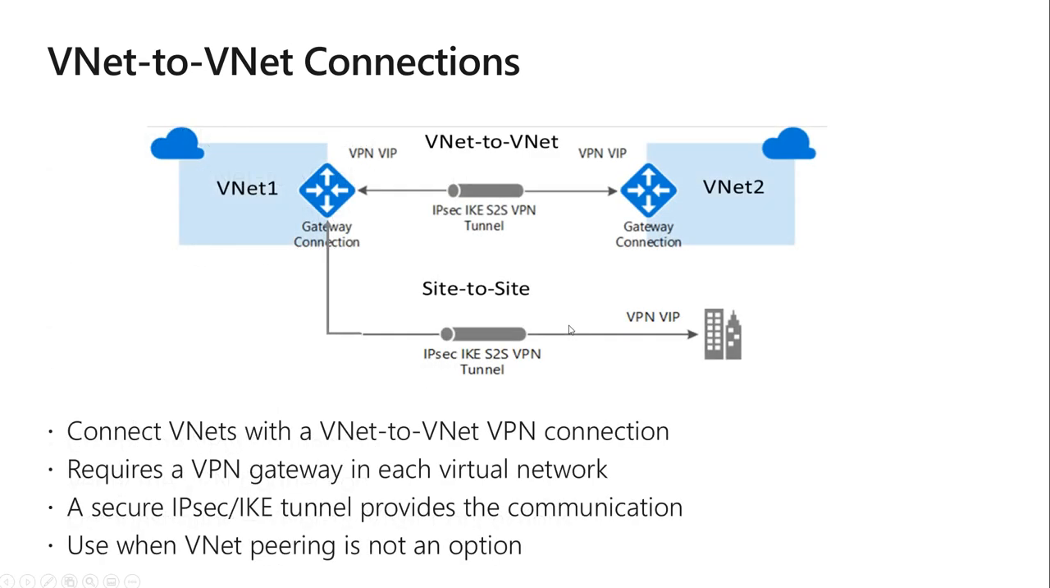Right, so you can connect your VNets with the VNet to VNet VPN connection. Using this connection method, you create a VPN gateway in each virtual network. A secure tunnel using IPsec, if you're familiar with IPsec, provides the communication between your networks. So with the VNet to VNet connection, your VNets can be in the same or different region, in the same or different subscription, or in the same or different deployment models, or in Azure or on premises. Right? Because you have a VPN there.